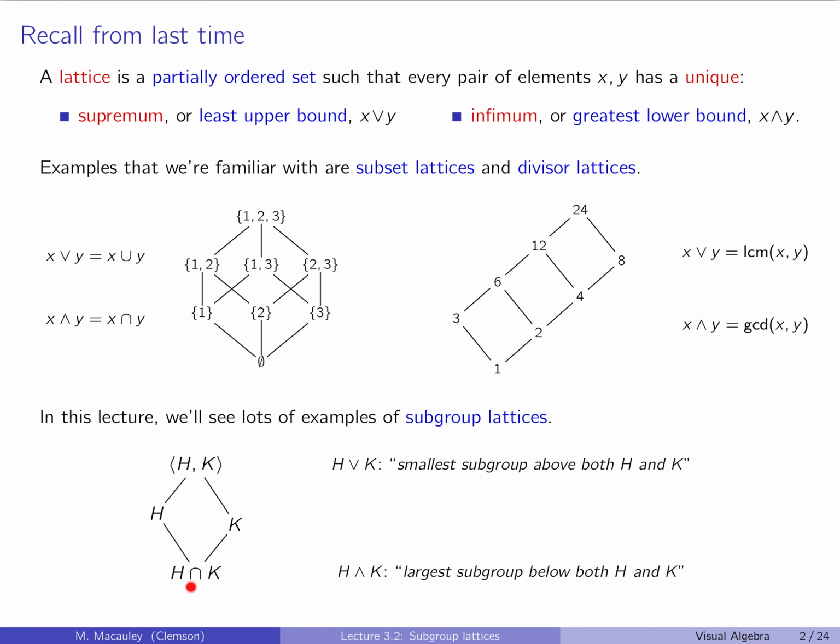This is the largest group contained in both. And the supremum is the smallest group that contains both. That's not the union, because the union of two subgroups isn't usually a subgroup, but it's the subgroup generated by the elements in H and K, or equivalently generated by the union of H and K.